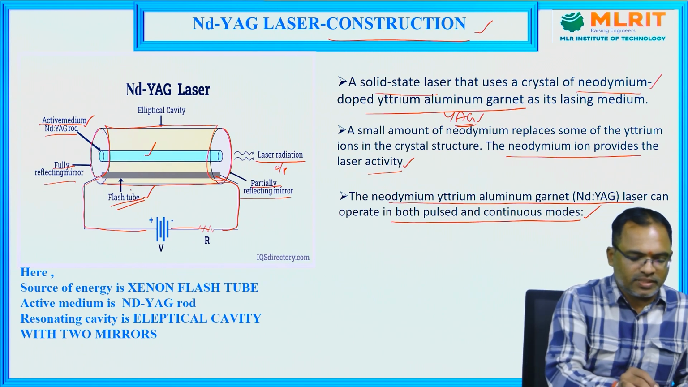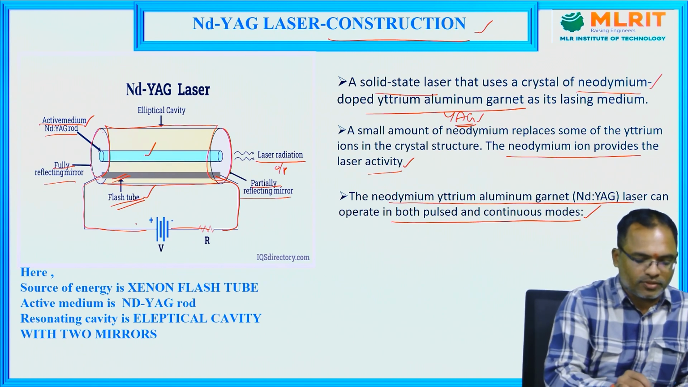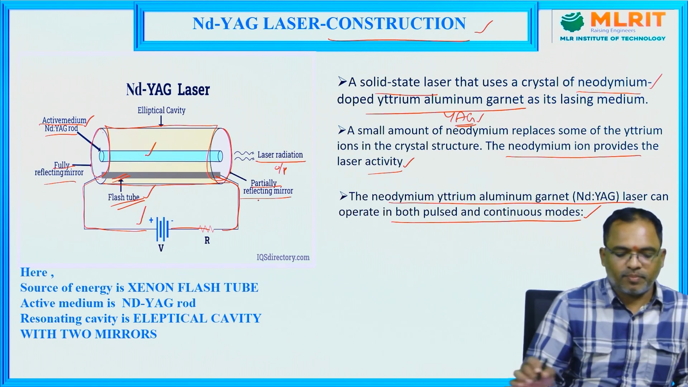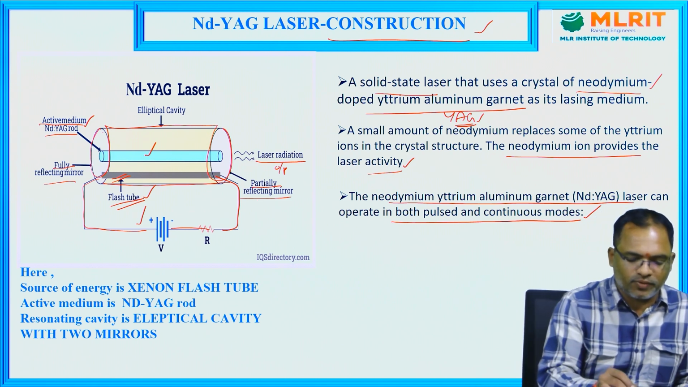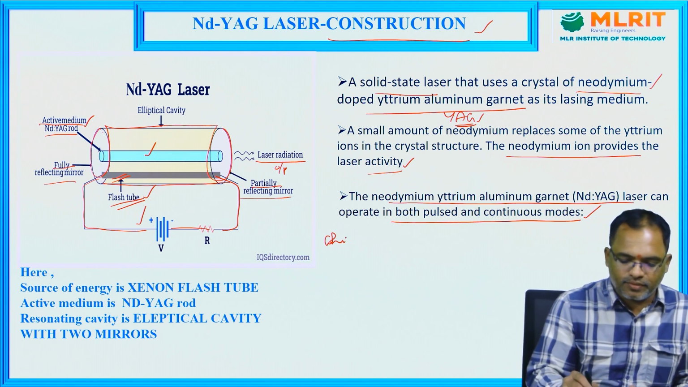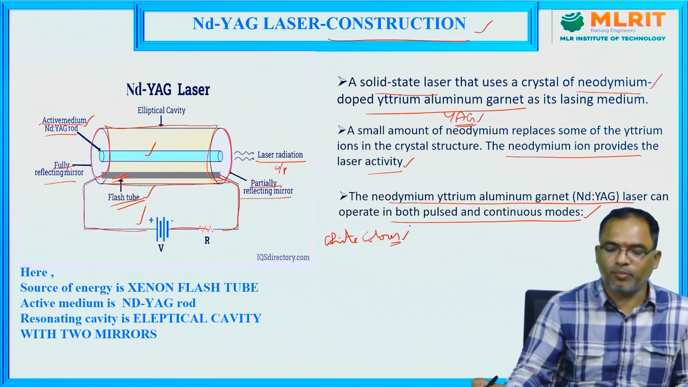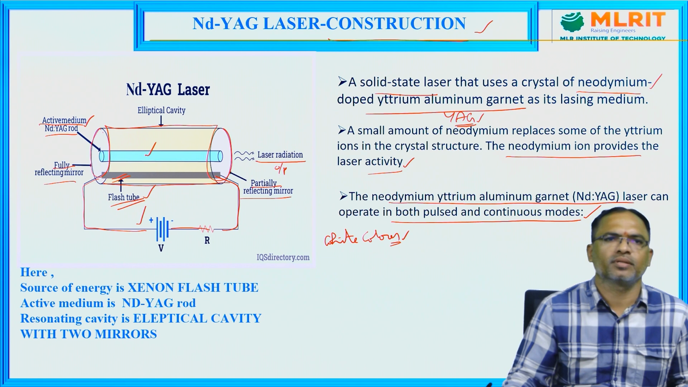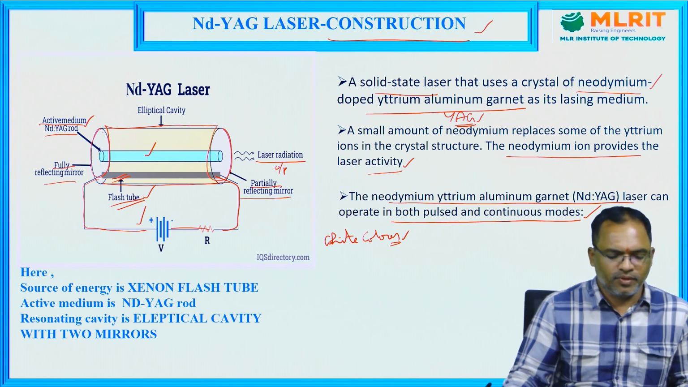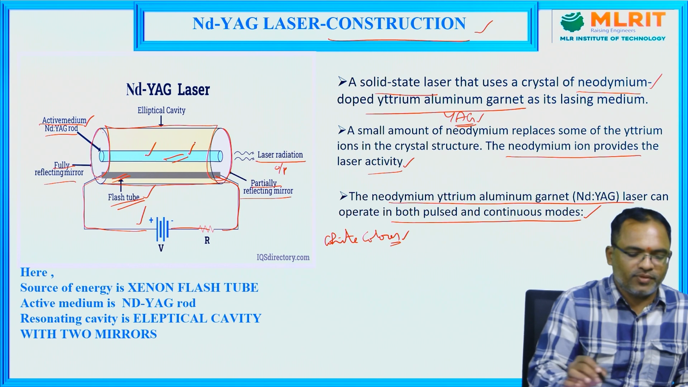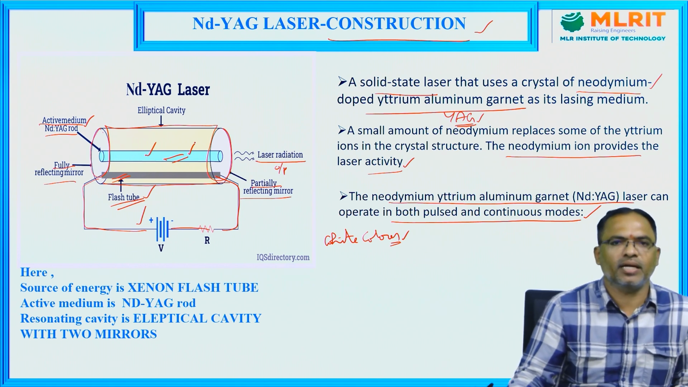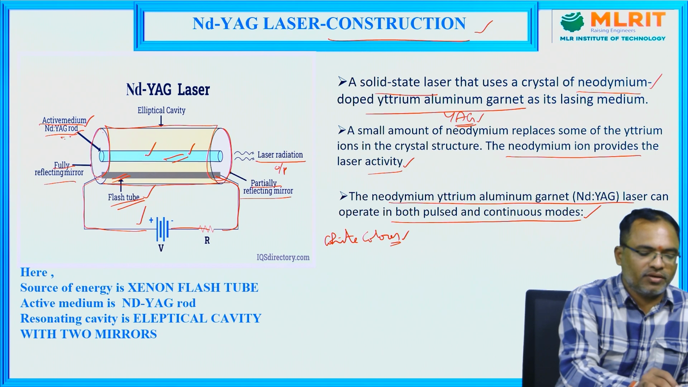So this is the flash tube, which is connected to the power supply. When we switch on the power supply, the flash tube will glow. The flash tube will give white color radiation, that is non-monochromatic, which has many wavelengths in it. This light is going to fall on the active medium, which we have taken inside the resonating cavity, that is, on the Nd-YAG rod.